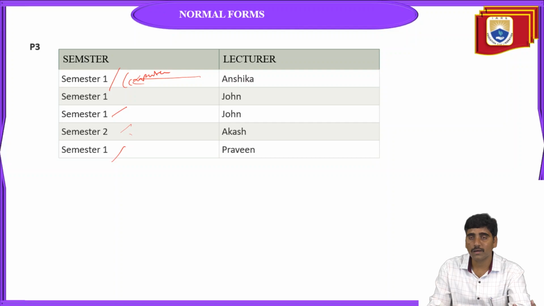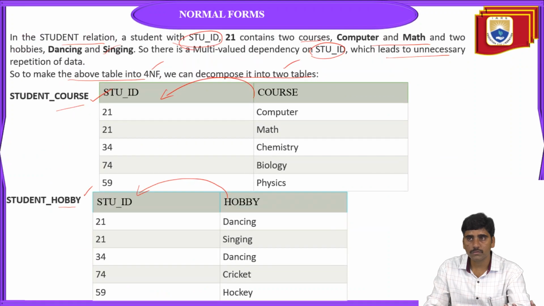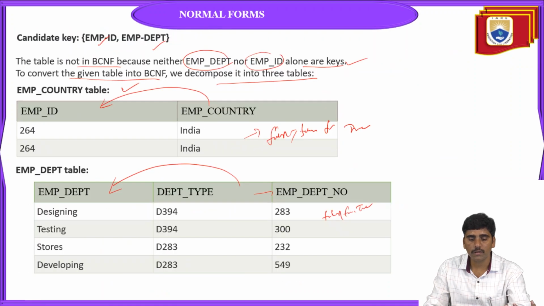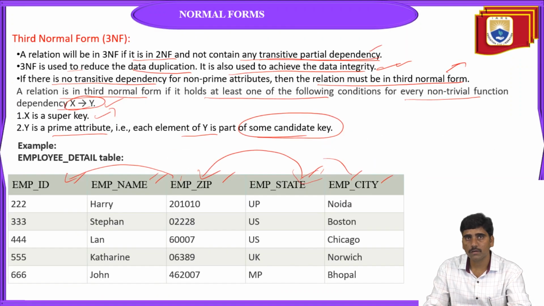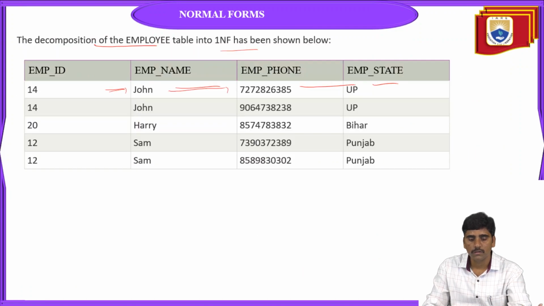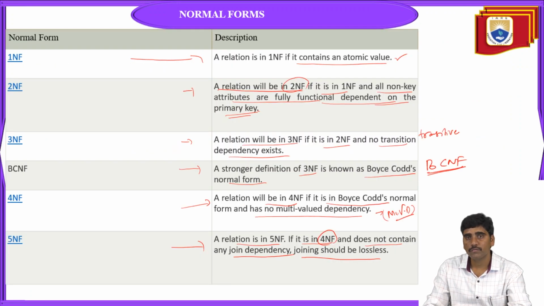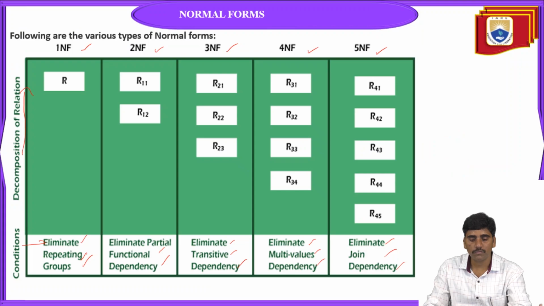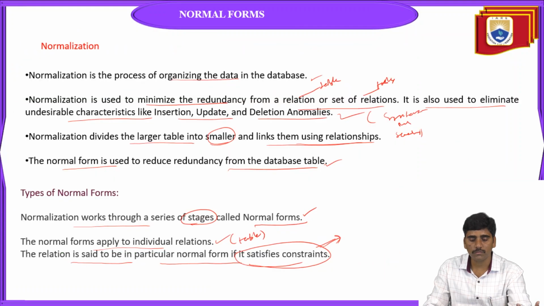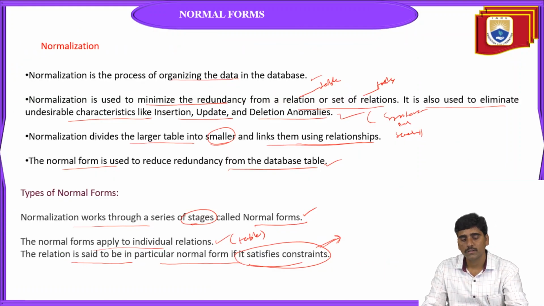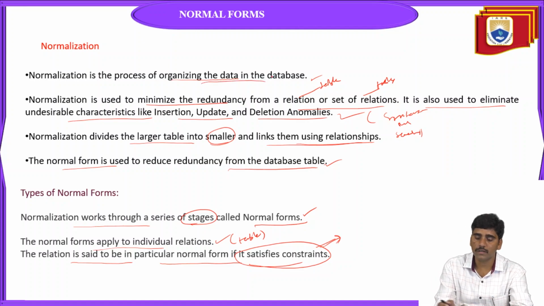So this is about the normal forms to achieve the normalization process. Once again we revise the topic which we discussed in this session. So what is meant by normalization? For achieving normalization we have to follow some constraints. Normalization is a process of organizing the data in a database.